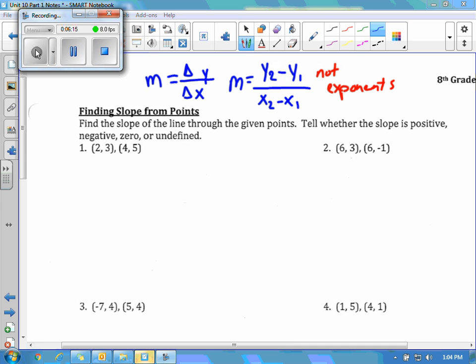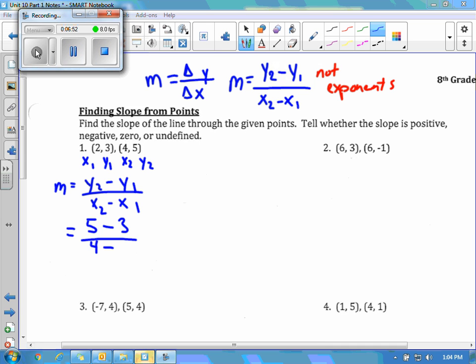So the directions say find the slope of the line through the given points, and tell whether the slope is positive, negative, 0, or undefined. So I have my 2 points. The first thing you want to do is label them. So that's x1, y1, x2, y2, just so you can keep them organized. So I need to plug these into my formula. Remember, my formula is y2 minus y1 over x2 minus x1. So now I plug in. I labeled 5 as y2 minus y1, which was 3, over x2, which is 4, minus x1, which is 2.